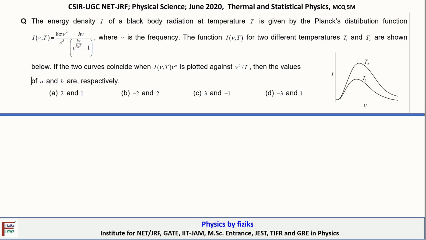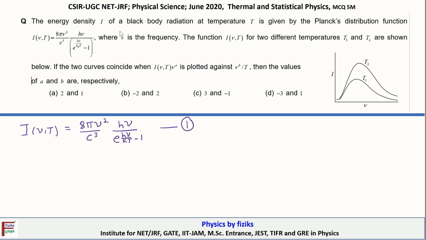The statement is: the energy density I of black body radiation at temperature T is given by Planck's distribution function, I(ν,T) = (8πν²/c³) · hν/(e^(hν/kT) − 1). Let's call this expression 1.